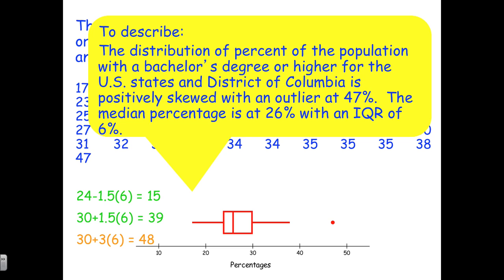So to describe the distribution for the percent of the population with a bachelor's degree or higher for the United States and the District of Columbia: it is positively skewed. It's skewed to the right. The tail is long on the right, with an outlier at 47%. The median is at 26% with an IQR of 6%.